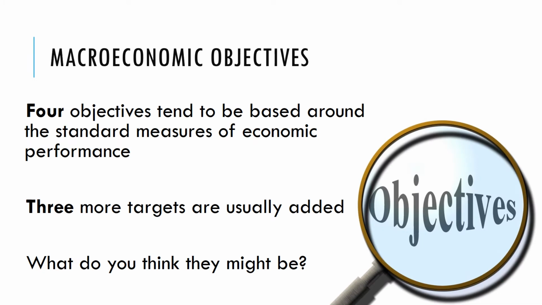Now, the macroeconomic objectives that most governments have, either a combination of different ones or a priority of different ones, there tend to be 7. 4 objectives tend to be based around the standard measures of economic performance, and then there are 3 more targets that some governments might have. You might want to pause the video for a second and have a quick think about what these 7 objectives might involve.